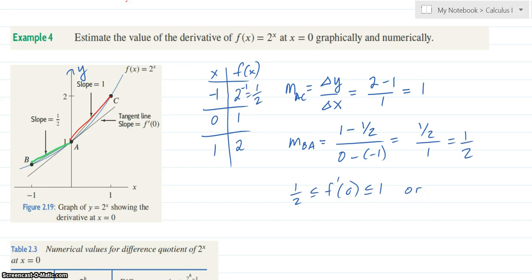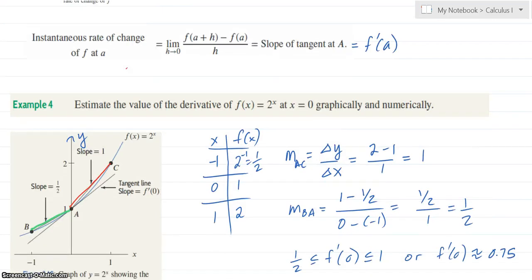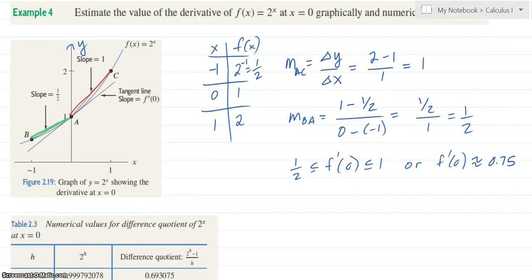So it's between 1/2 and 1, or if you take the average, it's approximately maybe 7.5 from the graph. So can we do better? How would we do better? We would choose values closer than 1, as we did above. So that's what I'm going to do numerically.